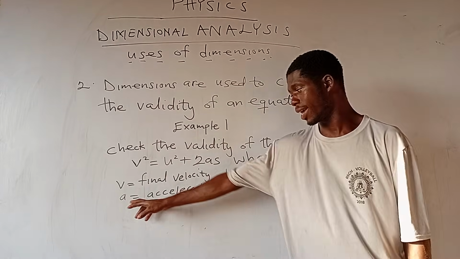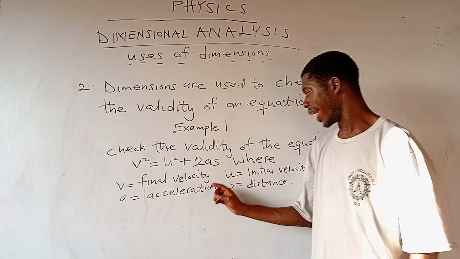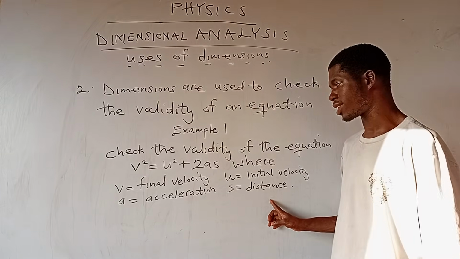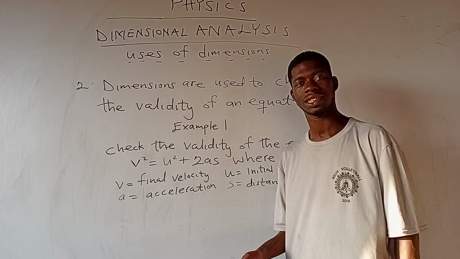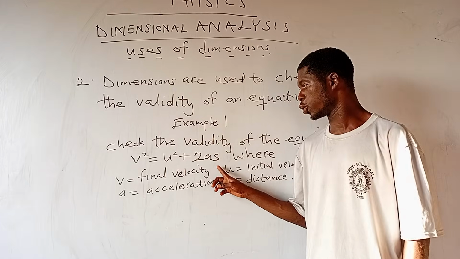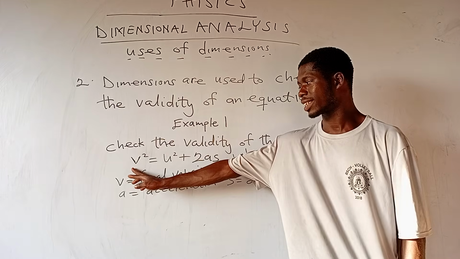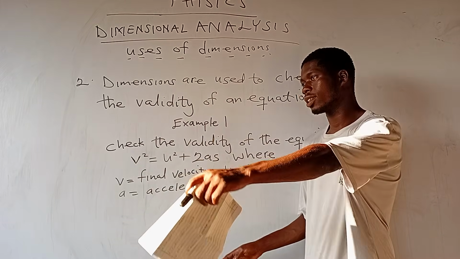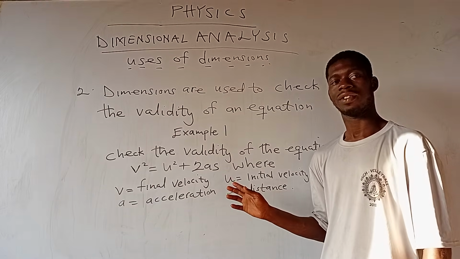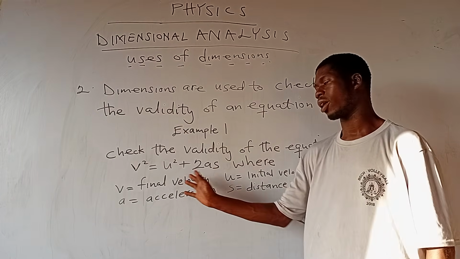Okay. Now a is the acceleration, and s is the distance. So we are supposed to use dimension to check the validity of this equation. For you to know that this equation is valid, the dimension at the left hand side should be the same as the dimensions at the right hand side.